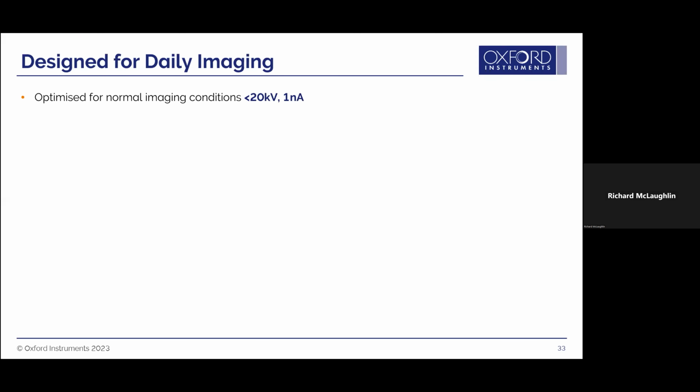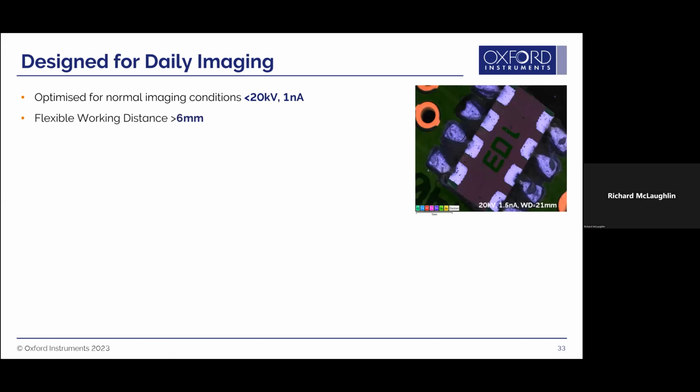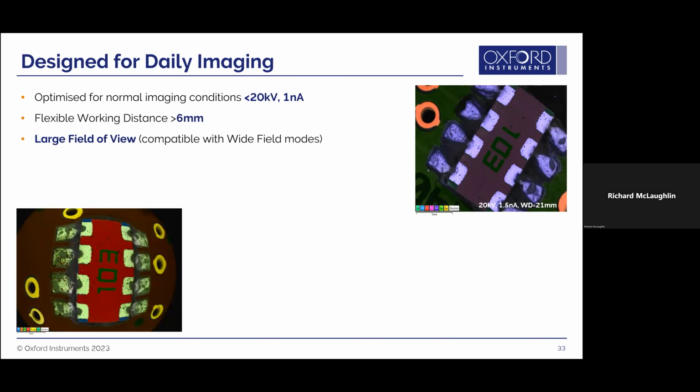It's designed for daily imaging, optimized for normal imaging conditions below 20 kV, 1 nanoamp to 2 nanoamps typically. Flexible working distance: the optimal working distance is 8.5, but anything greater than 6 millimeters can be used. And of course, if you go to a longer working distance, you get a bigger field of view, so you can map quite large areas. If you have a detector that has a wide field mode, like a TESCAN, and I think probably some Zeisses have those, you can go into wide field mode and map that.